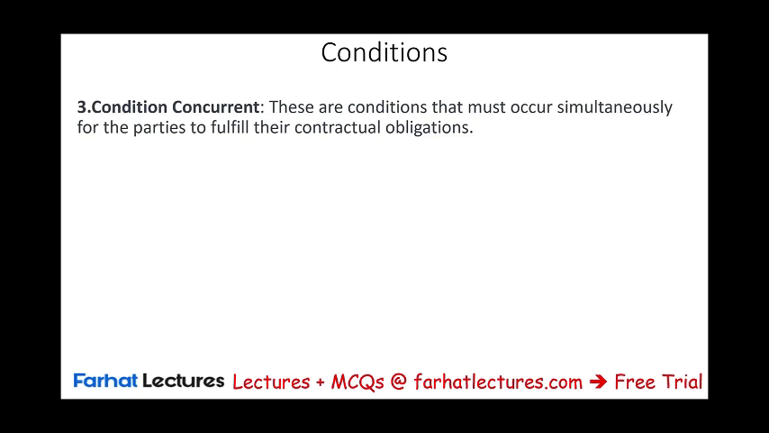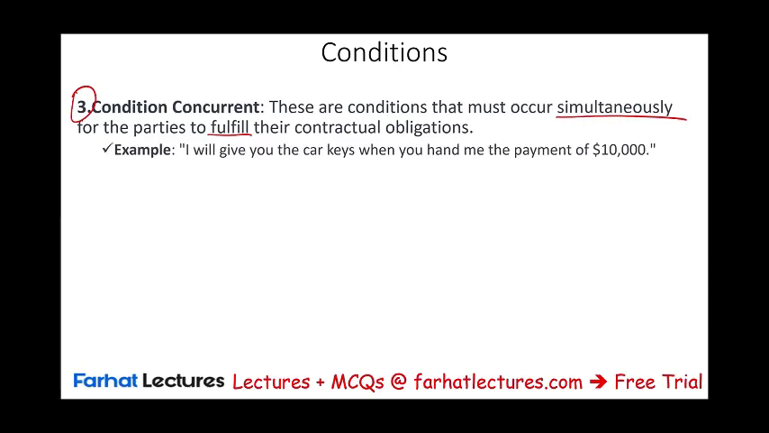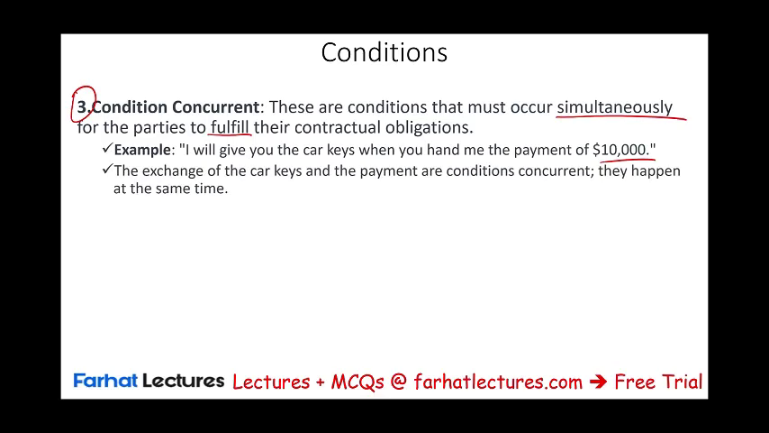More about conditions. Conditions concurrent, and this is one of the most common ones that you experience every day without knowing. These are conditions that must occur simultaneously for parties to fulfill their contractual obligation. For example, when you walk into a store, a convenience store, a supermarket, Walmart, Kmart, whatever you go to, you exchange money for product. I will give you the car keys when you hand me the payment of $10,000. The exchange of the car keys and the payment are conditions concurrent. They happen at the same time. It's like when you buy something from the store.